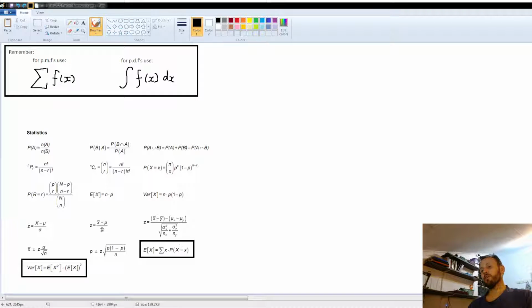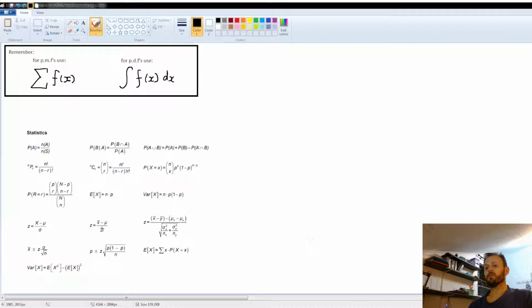How about expected value? Well, this is just the mean. The expected value of a distribution is actually just the mean, x bar, if you're talking about a sample, also known as mu, if you're talking about a population. It's the average, or the mean. That's what the expected value is.